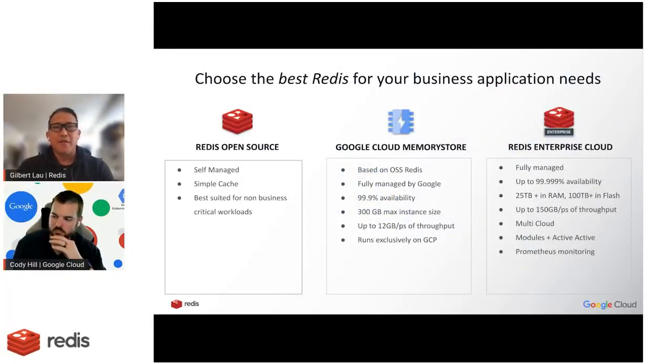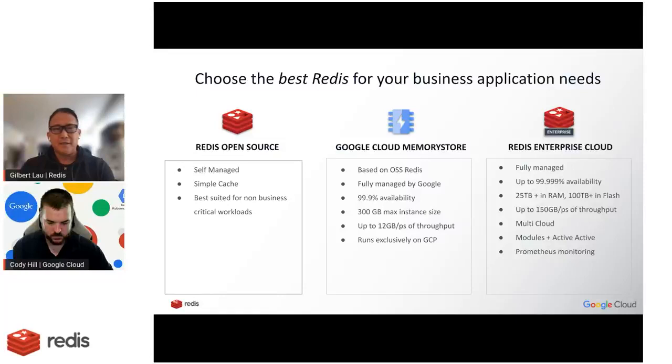In summary, there are 3 main flavors to deploy Redis on Google Cloud. At the far left, it is the self-managed model best suited for non-business critical workloads. In the middle, it is the cloud-only Memorystore based on open source Redis with 3 nines availability. But it has a 300 gigabyte dataset limit. It remains the best solution for application caching and session management and departmental use cases. However, it is not ideal for all kinds of use cases.